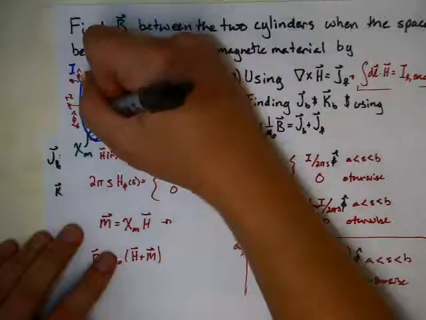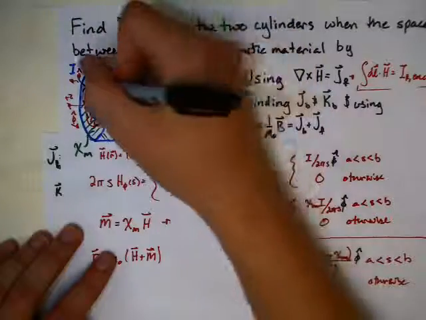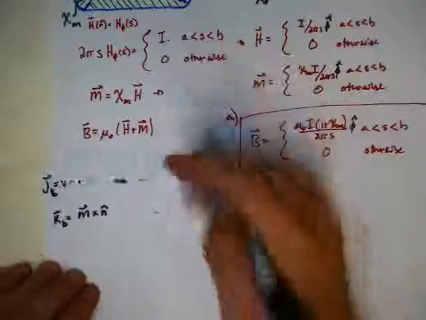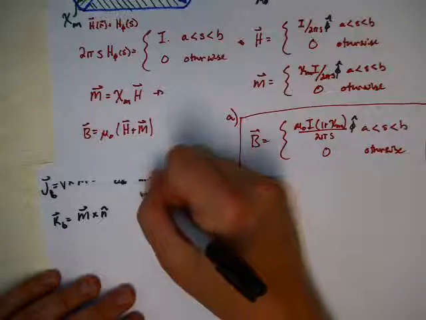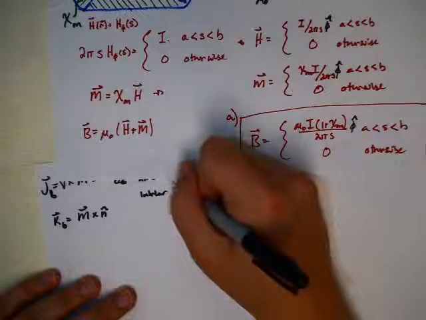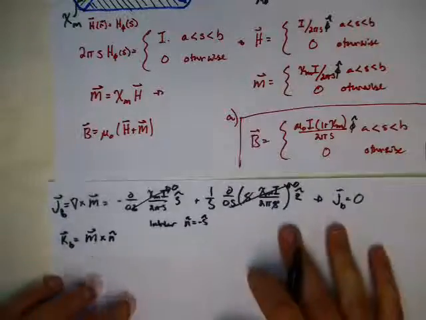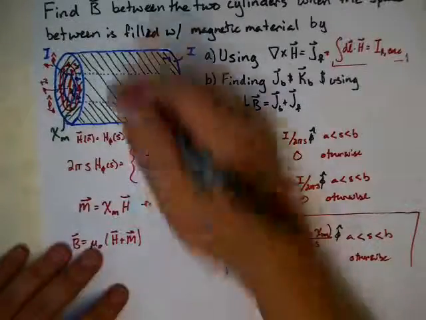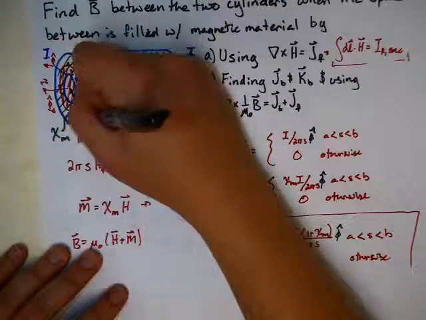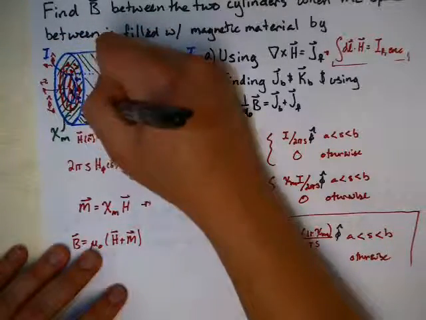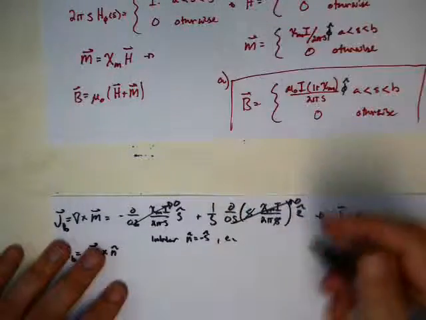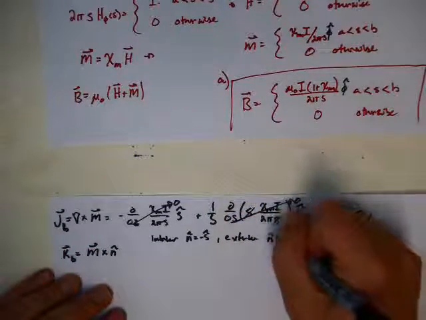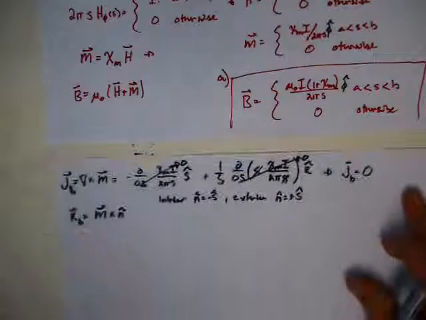We have to actually worry about the surface on the interior. In the interior, our n hat is equal to minus s hat, and then on the exterior, this one here, n hat is equal to positive s hat. Exterior n hat is equal to positive s hat.